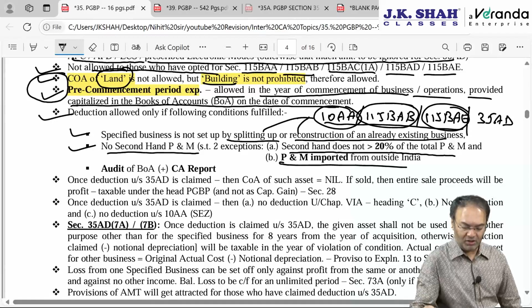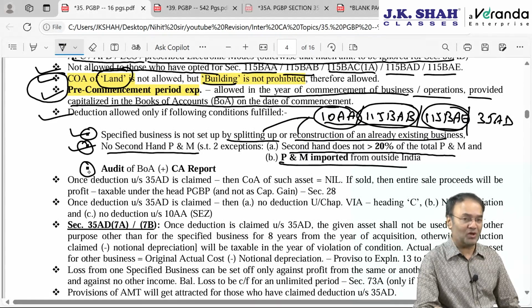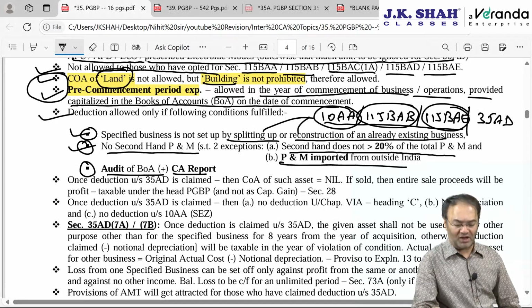Okay, proceeding further. So the first condition, new business should not have been started by way of splitting up or reconstruction of an existing business. Second is no second hand plant machinery, subject to 2 exceptions. And last ordinary condition, audit of books of accounts and CA report along with IT return or 1 month before the due date of IT return.